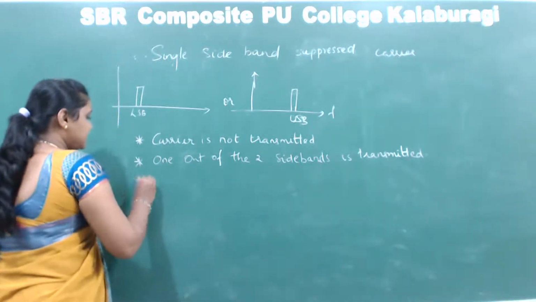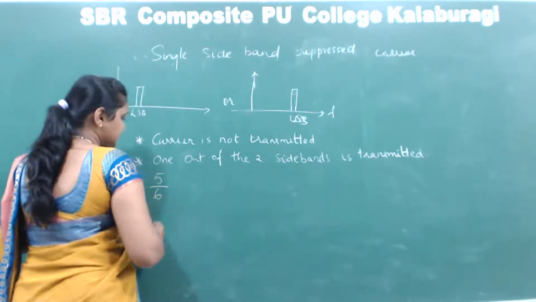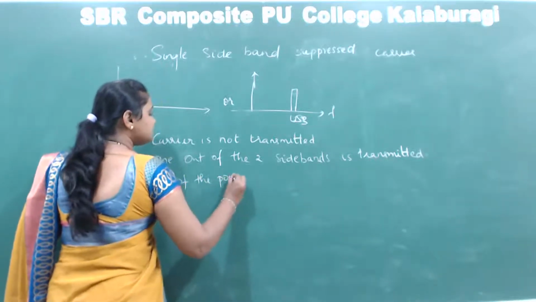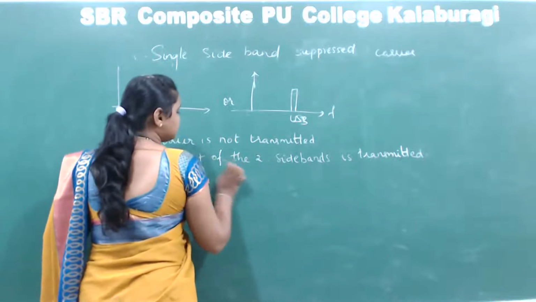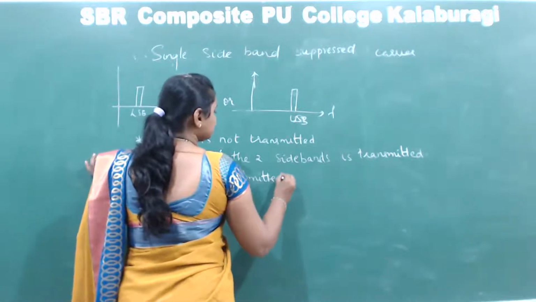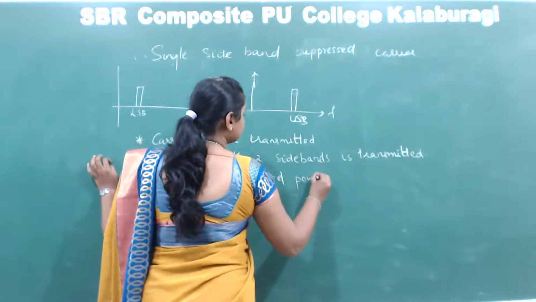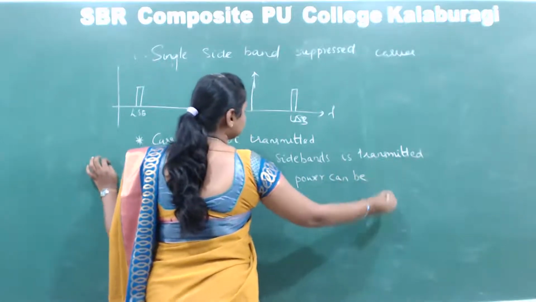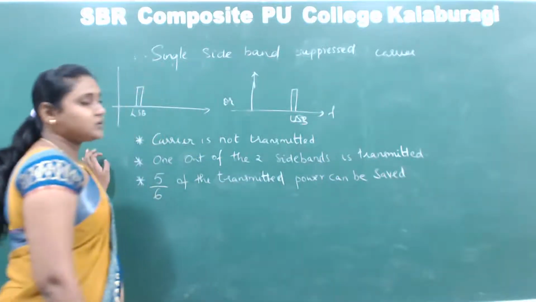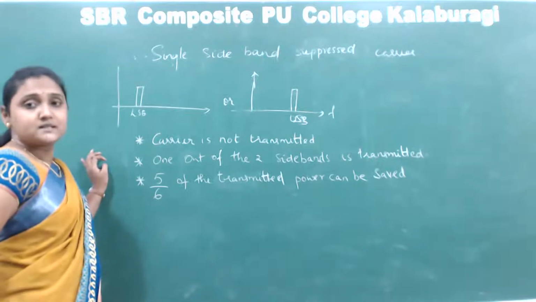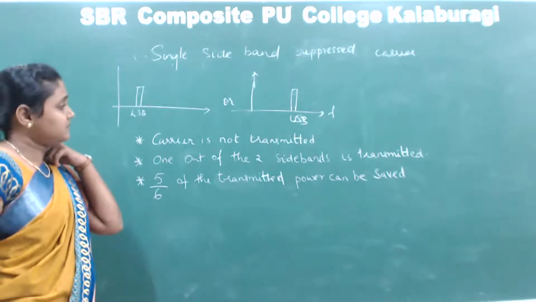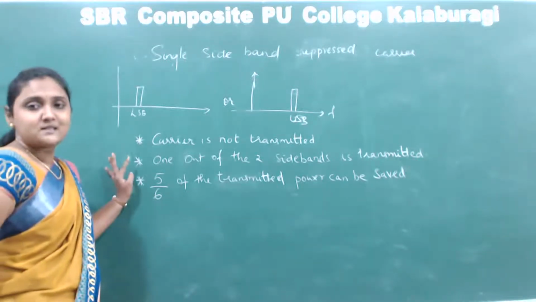And this type of system can save 5/6 of the total transmitted power. As it saves the highest power, it will have the highest efficiency. So efficiency is definitely improved by this type of transmission.